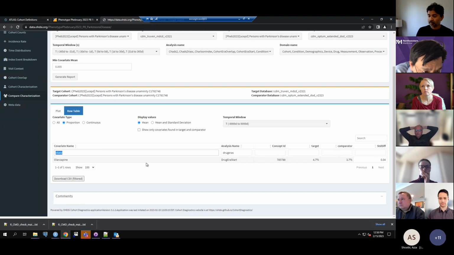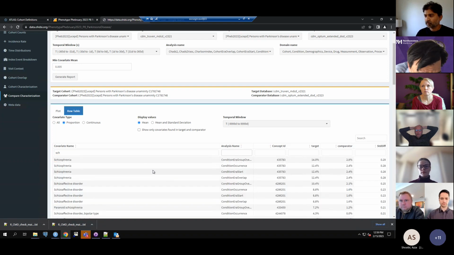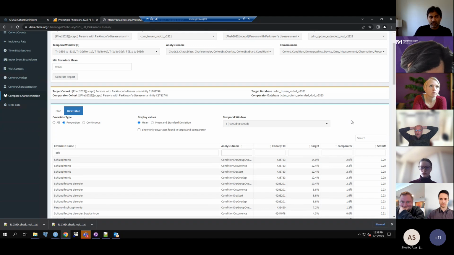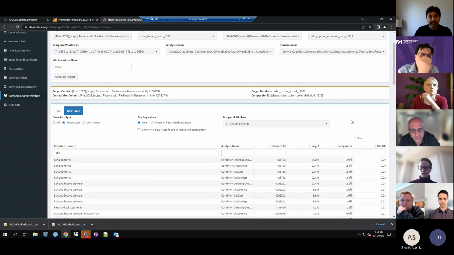Can we see if there's a confounding condition of schizophrenia in the MDCD database? Actually, yeah, why don't we look at the condition distribution? 14 and 2.9. There you go. And in Medicaid, MDCD? That's it. This is Medicaid. And the Japanese one? Japanese was like 40% or something like that. Schizophrenia? Yeah, 40%. Among the people who have the diagnosis code of Parkinson's disease, 40% also had schizophrenia. It doesn't mean 40% of people in JMDC have schizophrenia. Good, thank you.